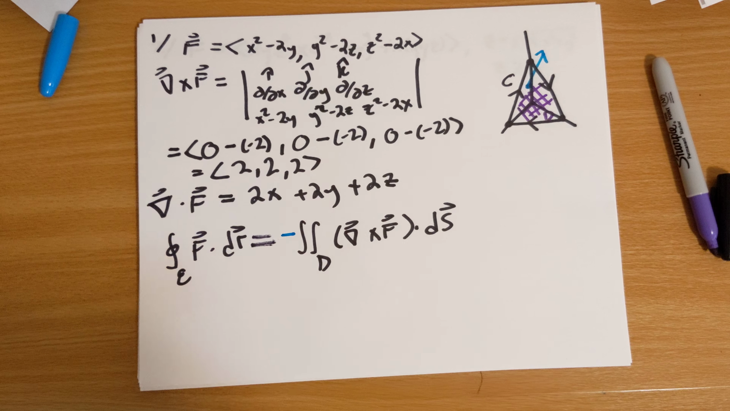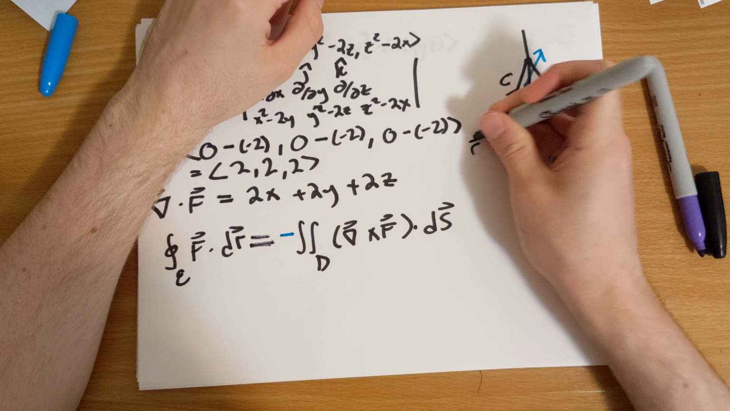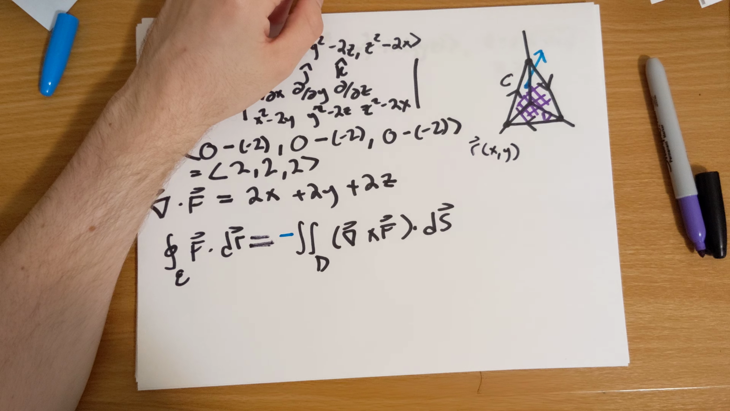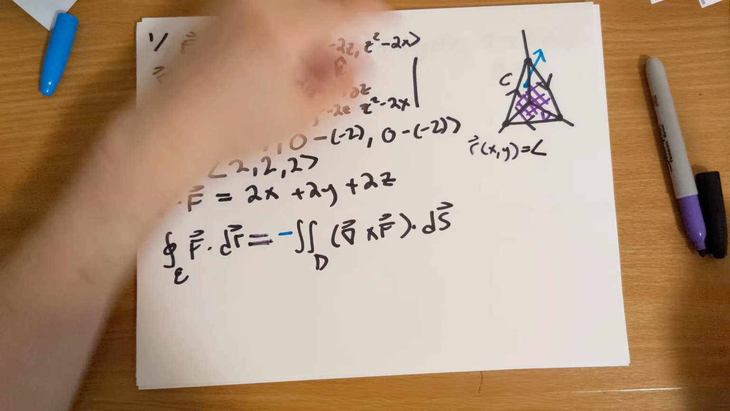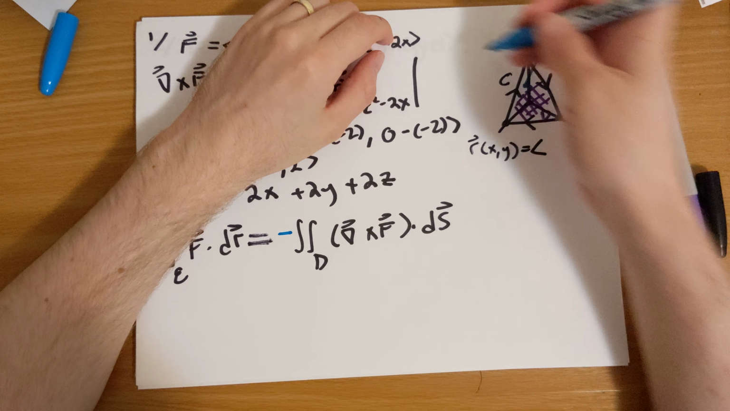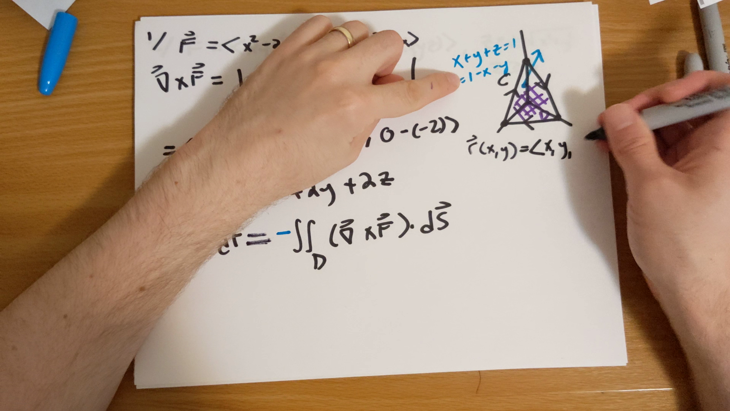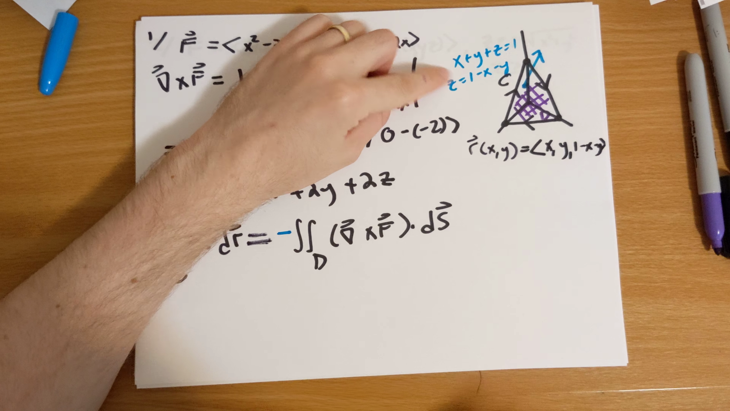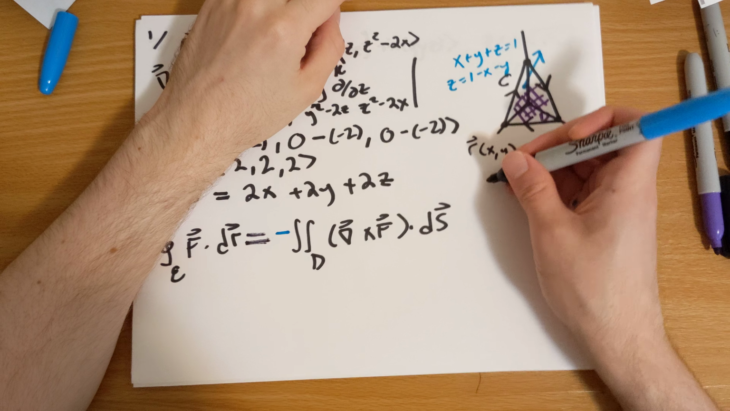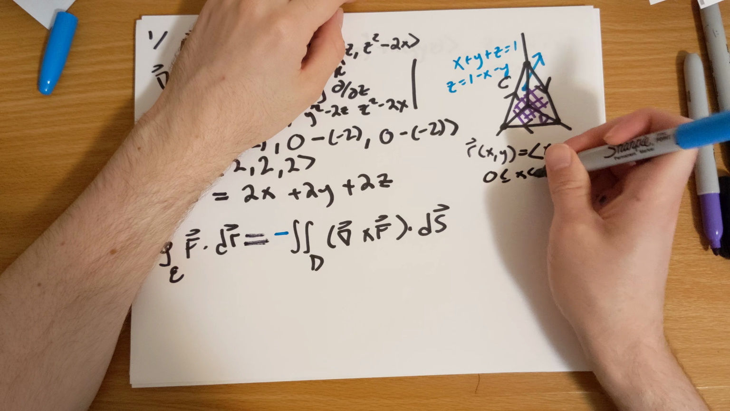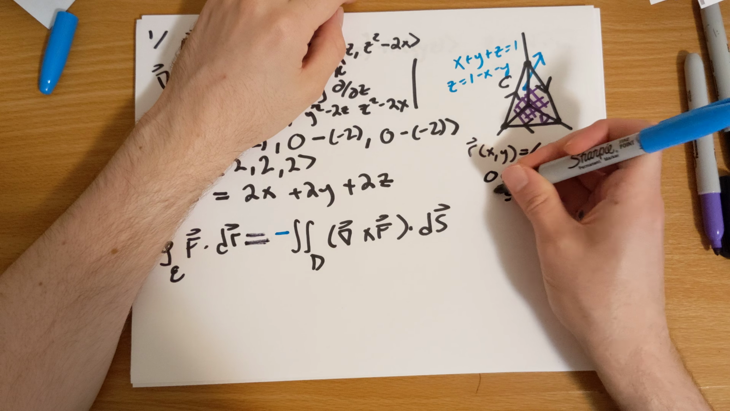Okay, so let's proceed from here. We'd have to parameterize the surface D. And we can parameterize the surface D. So this is a little part of the plane x plus y plus z is equal to 1, or z is equal to 1 minus x minus y. And so we end up with (x, y, 1 minus x minus y), where here x can be anything from 0 to 1, and y can be anything then from 0 to 1 minus x.